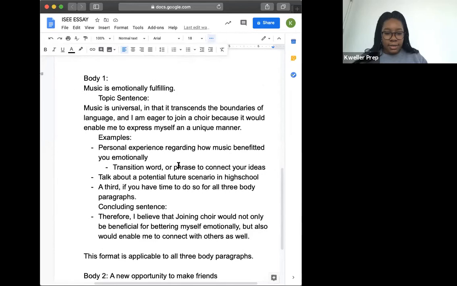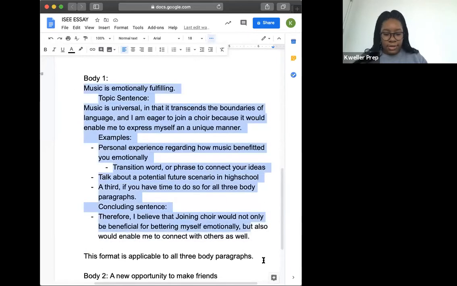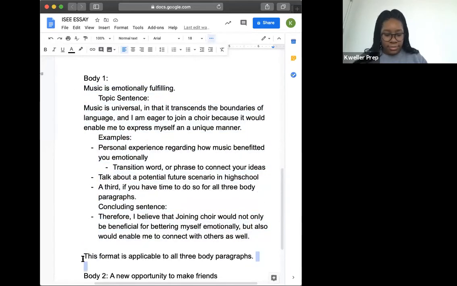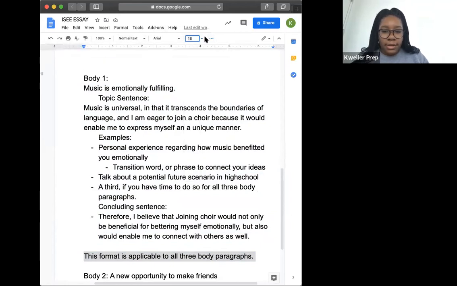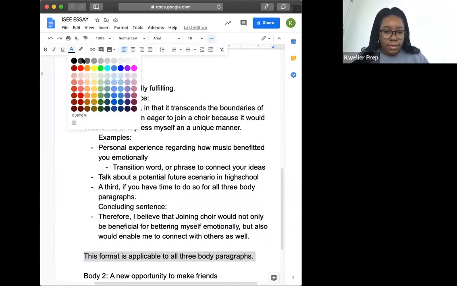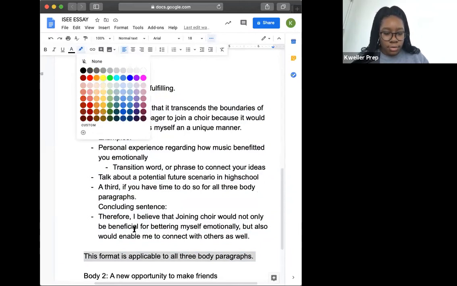So this is the format for the 3 bodies, so you would essentially repeat this 3 times if you have time to do so. If not, you do it twice. But one body paragraph is not enough. You need to have several reasons. I'm just going to highlight that so you can know that it's okay.